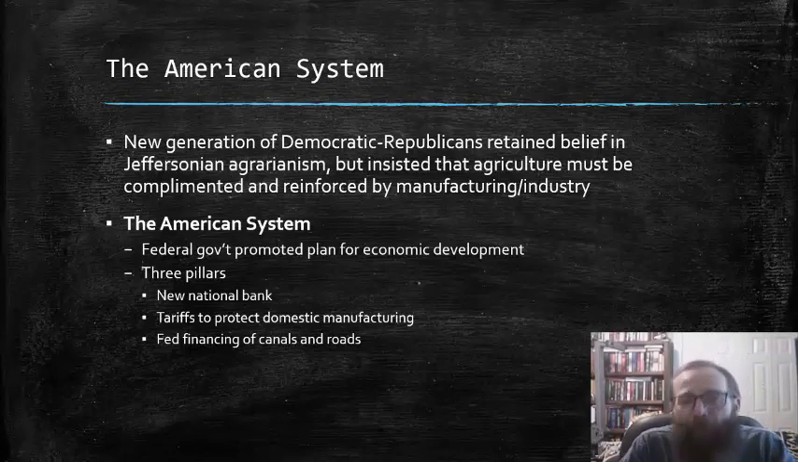And this led to the first federal government promoted and organized plan for economic development, known as the American System, which essentially had three central pillars. First, a new national bank that could promote economic prosperity throughout the nation and integrate the national economy. New tariffs to protect domestic manufacturing, and federal financing of canals and roads and other transportation systems known as internal improvements.